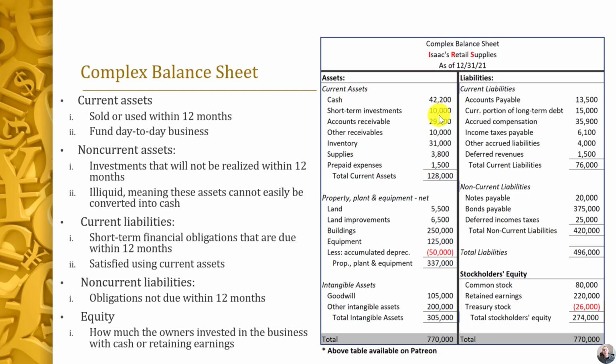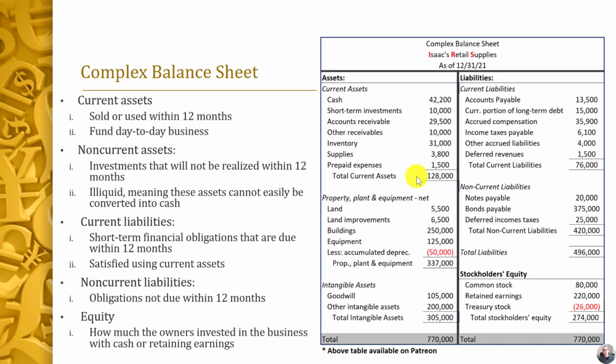The current assets are used to fund the company's day-to-day business. So you want to make sure they have enough current assets on their balance sheet to cover their current liabilities. Because if they don't, then that means they may need to take on debt just to run their operations over the next 12 months. This company can cover their current liabilities.